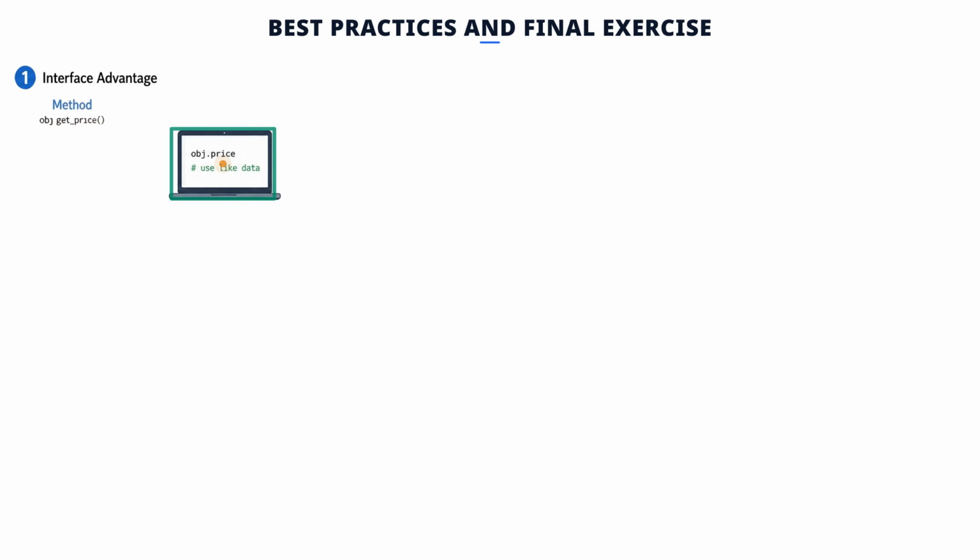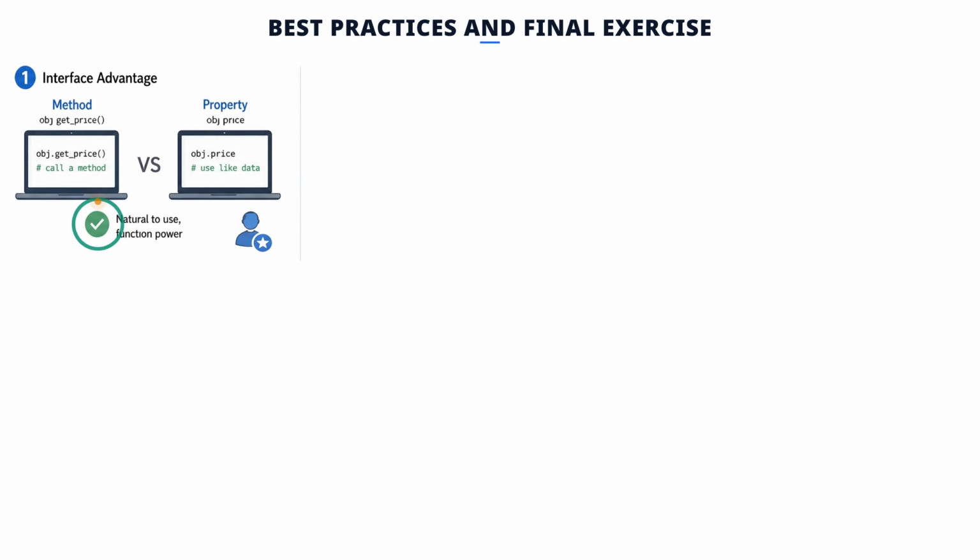To solidify this understanding, let's explore these three key points. First, the interface advantage. The benefit of a property over a traditional method like getPrice is purely about how you interact with the object. It gives you the clean, easy-to-read syntax of a property, allowing the object to be used naturally as if it were just plain data. However, behind that simple interface, it retains the full power of a method. It's incredibly natural to use while still doing heavy lifting in the background.